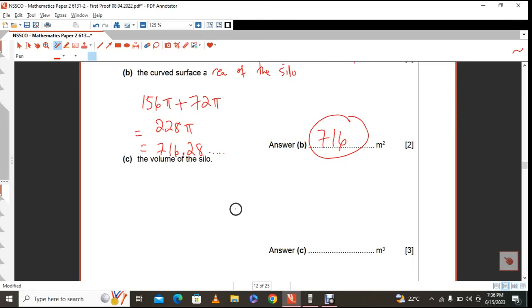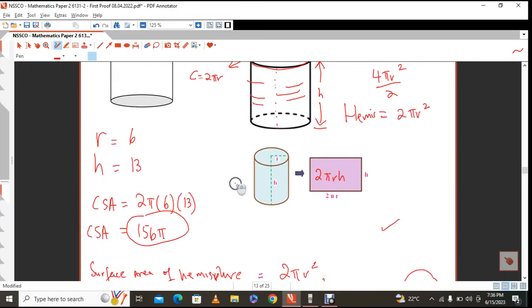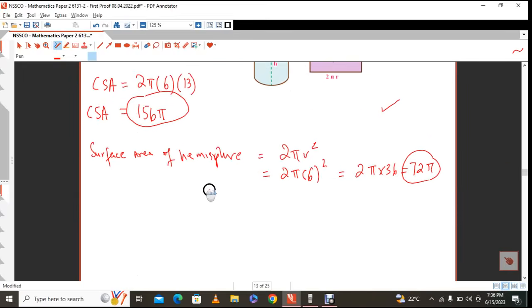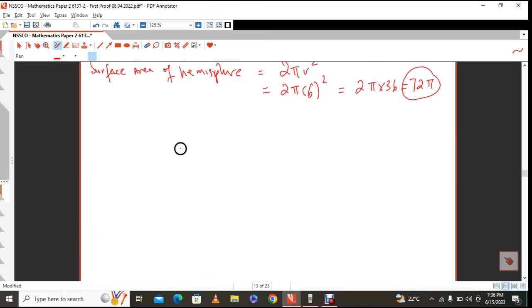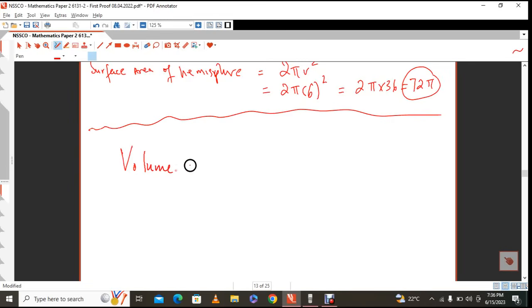Here's the thing. They are now looking for the volume of the silo. Here's the thing that you now need to understand. For the volume of the silo, you can sort of look at the volume of a cylinder, okay? So when we are now doing volumes, what you need to know is the volume of a cylinder is nothing but pi r squared h.